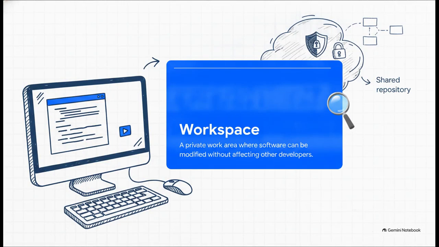Finally, we have the workspace. You can contrast the workspace directly with the shared repository we just talked about. The workspace is a private work area on a developer's own machine. This is where you actually sit down to write and modify your code. By keeping your work in a private workspace until it's finished and tested, you protect the wider team and that shared repository from half-finished code and sudden, unexpected breakages.